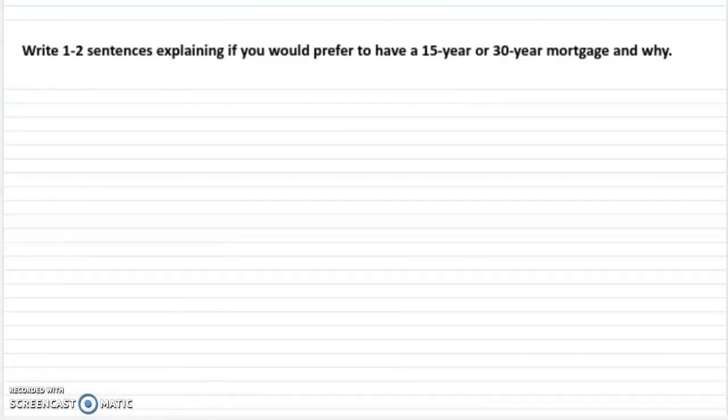The second part of this question, I want you to write 1 to 2 sentences explaining if you would prefer to have a 15-year or a 30-year mortgage. So choose one of those, a 15-year or a 30-year mortgage, and why would that be better for you? Please explain in full sentences.